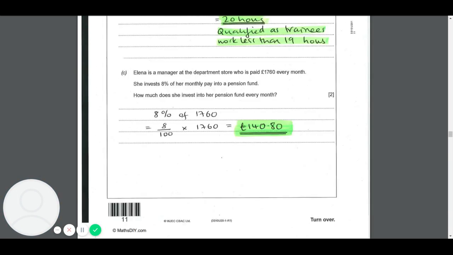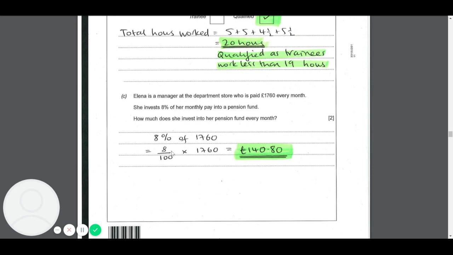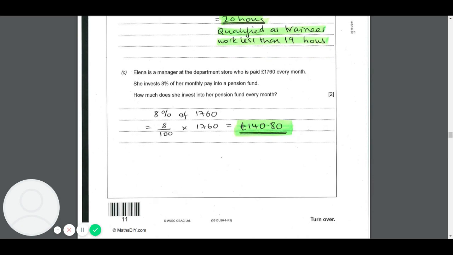You're not going to do, because you've got a calculator, you're not going to work out 10% and 1% and then times by 8. You're not going to do it in lots of little steps like that. You can do it in one go. But whether you use percentage, fraction, or a decimal is up to you.